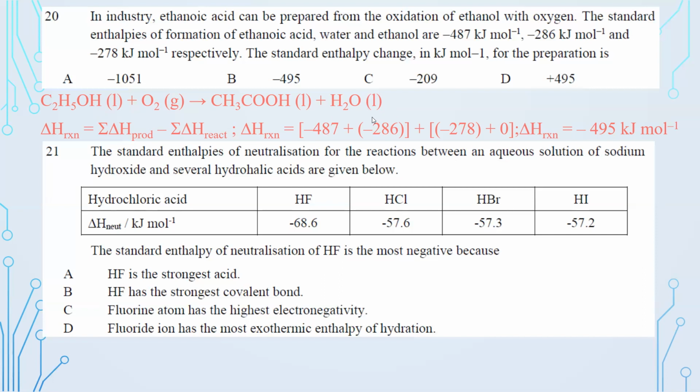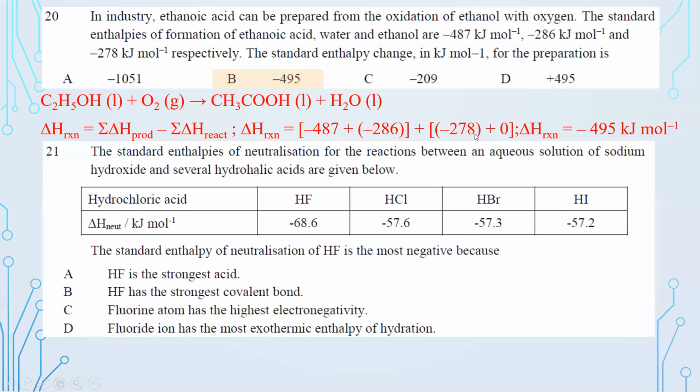This is something that the STPM question will try not to tell you, and you have to balance the equation on your own. These are the formulas that you have to know. You have to practice it through exercises. So these are the equations. You use total enthalpy change of the product minus total enthalpy change of the reactant. So negative 487 plus negative 286 minus negative 278 plus 0. So enthalpy change of reaction is negative 495. So the best answer here is B.